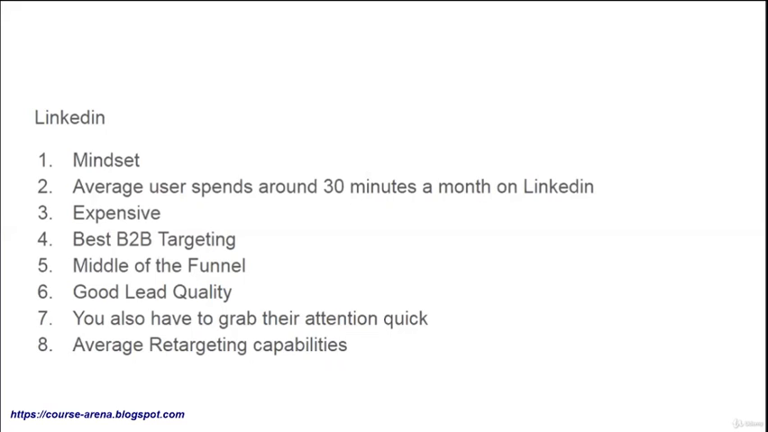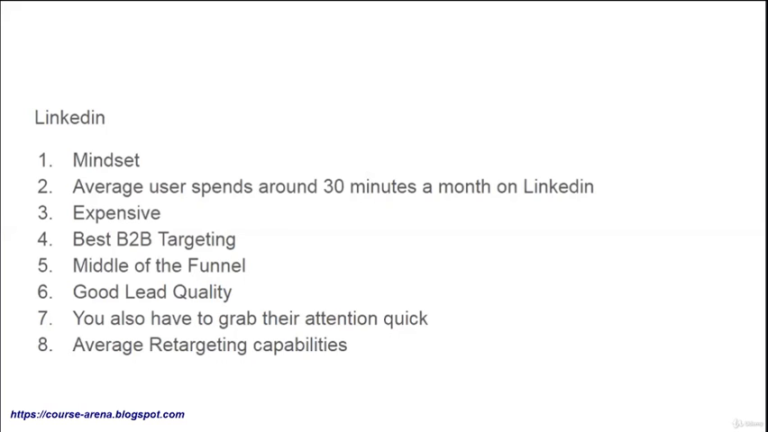As a result, you have to grab their attention quickly. You have to appeal to the users quickly. You cannot appeal in a story format. You cannot coalesce them into a story, which is normally recommended on Facebook. You have to appeal to them very, very quickly. Also, the retargeting capabilities are very, very average.